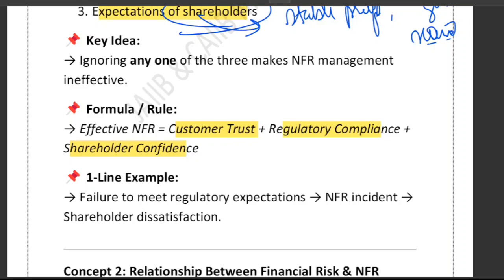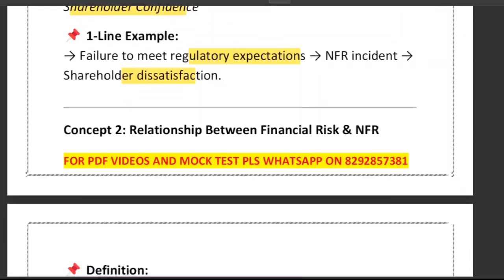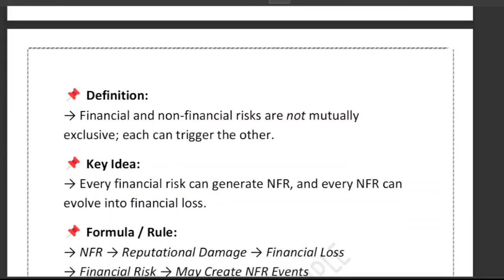It becomes an NFR event. The shareholder becomes unhappy. So if any pillar, any side of the triangle, is ignored, NFR management becomes weak. Why? In this case, they have ignored the regulatory expectation. They ignored the compliance part. So RBI imposes a penalty, and obviously an NFR accident may happen. So the shareholder becomes unhappy.